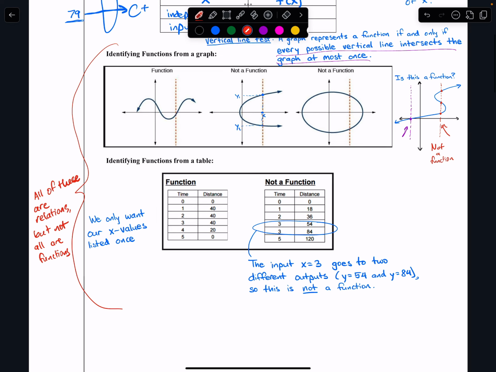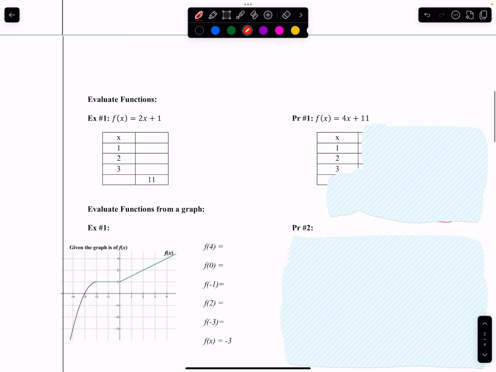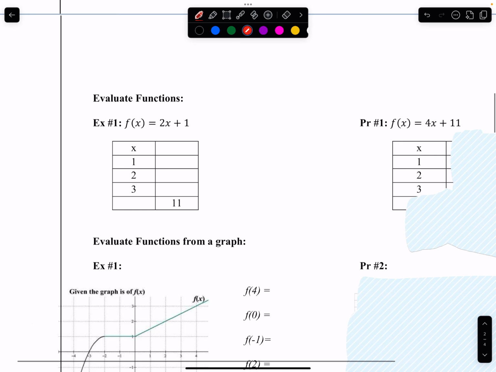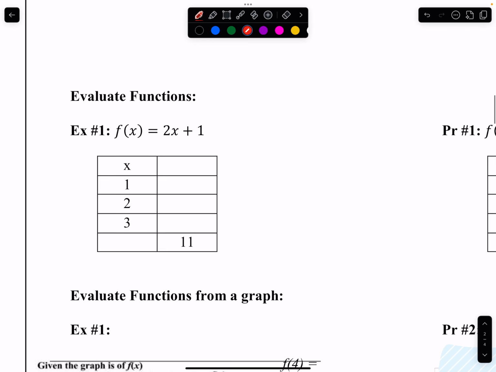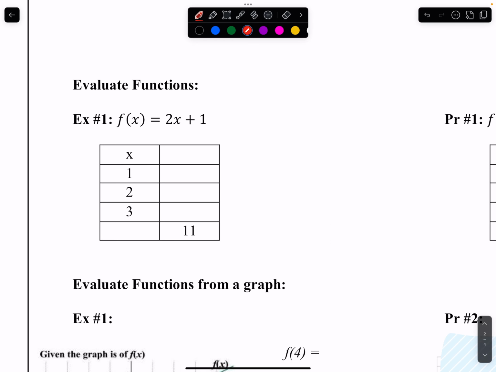Okay, let's try a few examples. So on the next page, we've got example 1 here. It tells us that f of x is 2x plus 1. Again, you can think of this as a linear function or a linear equation. y equals 2x plus 1 is how we would have written it last semester, but now we're writing it in function notation. So we're going to complete the table. Instead of a y column on the right, we'll call it the f of x column.